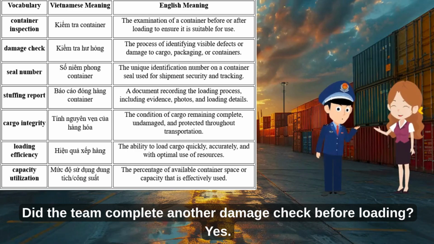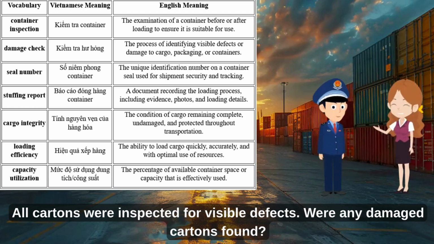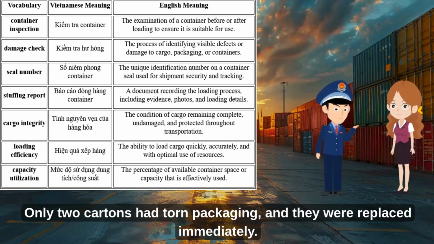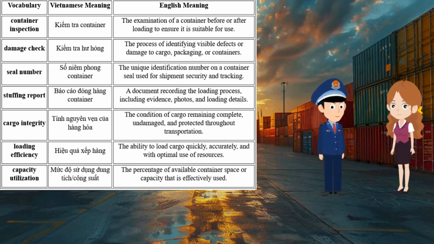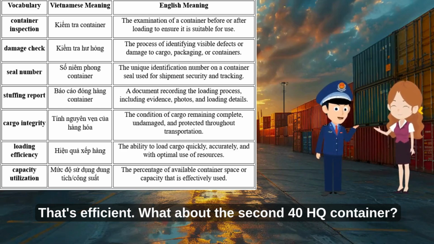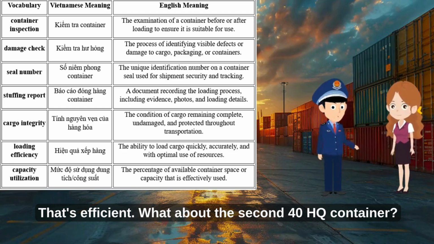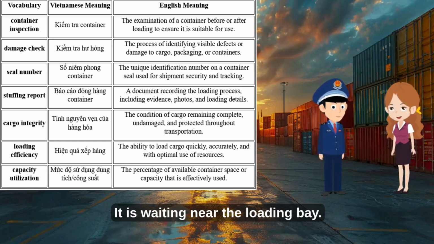Did the team complete another damage check before loading? Yes, all cartons were inspected for visible defects. Were any damaged cartons found? Only 2 cartons had torn packaging, and they were replaced immediately. That's efficient. What about the second 40 HQ container? It is waiting near the loading bay.